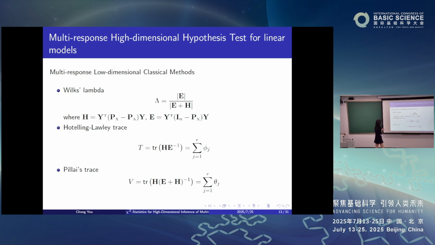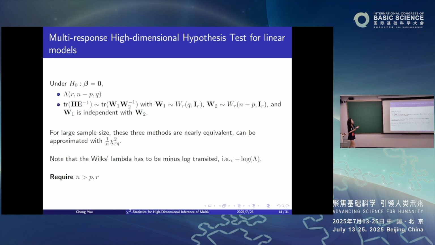And the Hotelling-Lawley trace is basically the extension of the F test, and the Pillai trace is the extension of R squared in the univariate case. But again, those methods can only deal with the low dimensional case, namely p less than n.